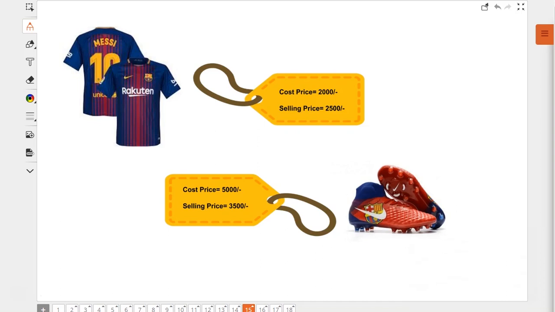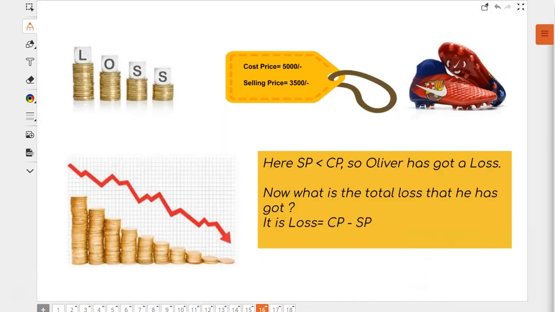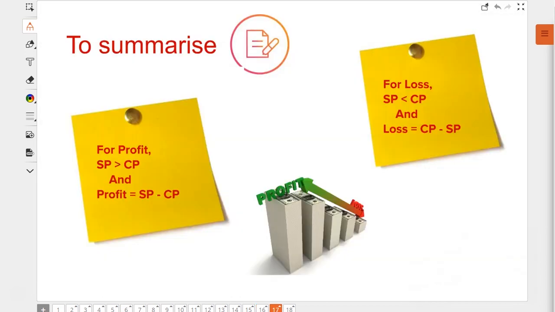Now moving on to the next one, that is the shoes. The cost price of the shoes was 5,000 rupees, but he has sold the shoes for 3,500. Here you can see that the cost price is greater than the selling price, or we can say that the selling price is less than the cost price. Whenever the selling price is less than the cost price, we can say that we have gone through a loss. In a similar way, Oliver has got a loss here. And what is the total loss that he has got? It will be the cost price minus the selling price, because in this case the cost price is greater. Clear?